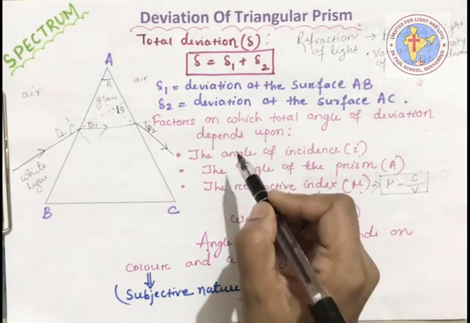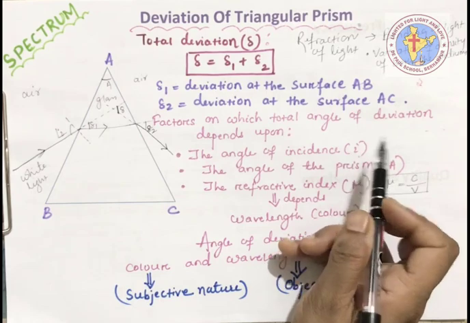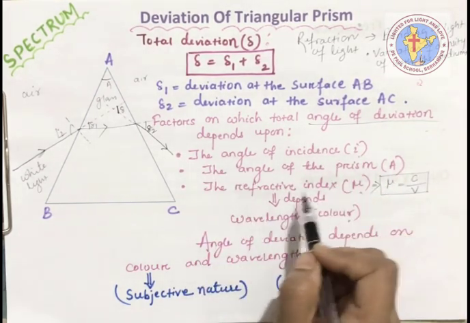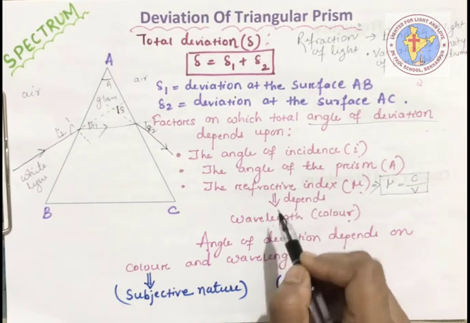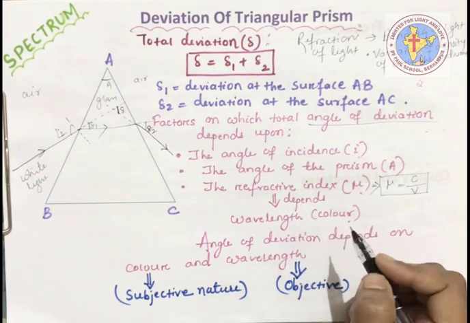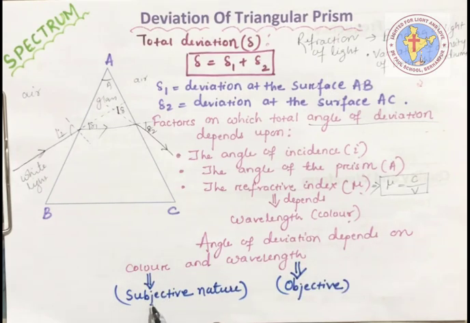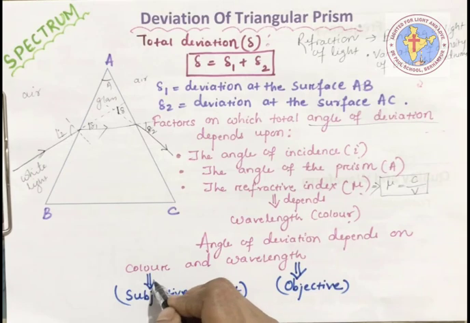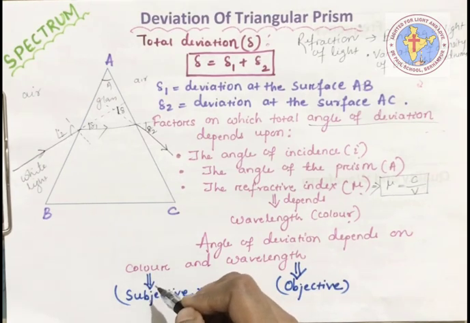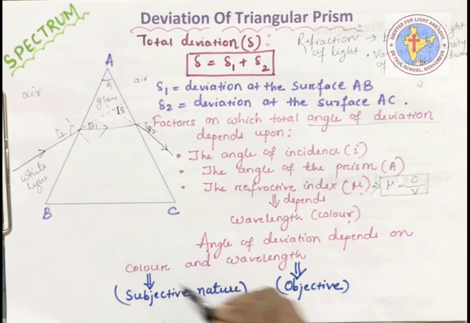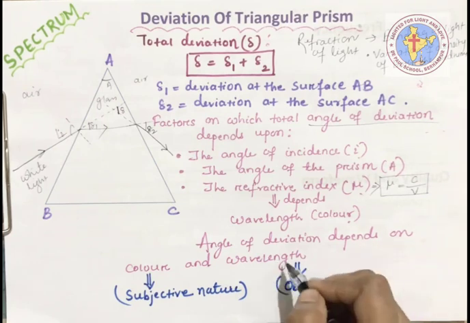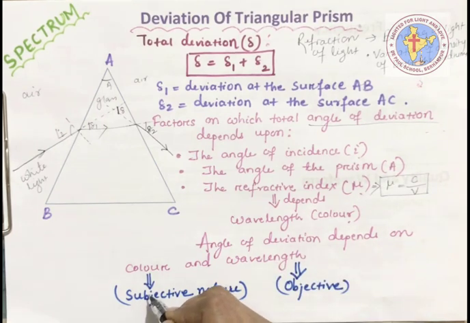So these are the three factors on which the angle of deviation depends. What are they? The angle of incidence, the angle of prism and the refractive index. But refractive index depends on wavelength, that is color. If you remember, which one is the subjective nature and which one is the objective nature out of color and wavelength? Color is the subjective nature because it will vary from person to person based on the visibility of the person. But wavelength, the value will remain fixed. So this is the objective nature and this is the subjective nature.